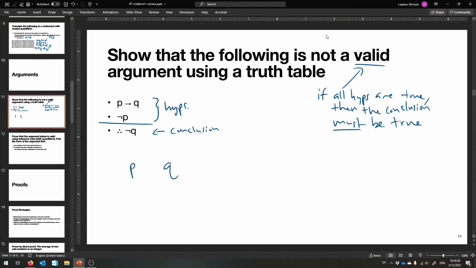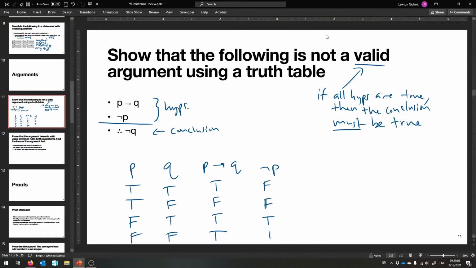So we've got your P, we've got your Q: true, true, false, false, true, false, true, false. And then we have P implies Q. That's true, false, true, true. And then we have not P. We're assuming both of these, and then we're trying to prove not Q. So not P is just negate this entire column. I will forever get those words wrong. False, false, true, true. And then we have not Q, that's our conclusion. That's going to be false, true, false, true.